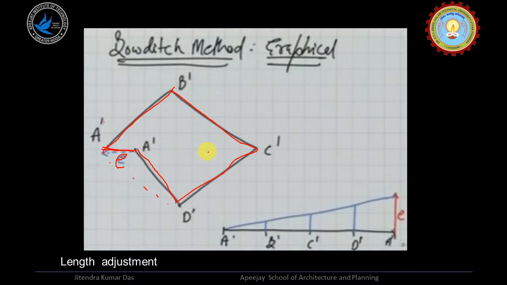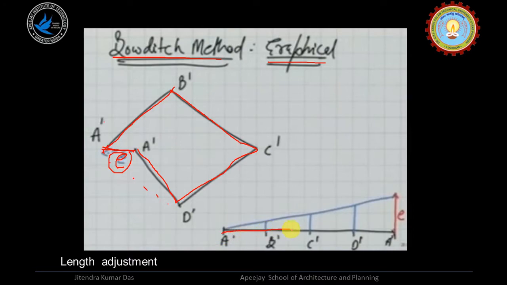There is one method, that is the Bowditch method of graphical adjustment, and it is a graphical method. The Bowditch method gives us the idea of how we can do this. So suppose this is the final error that came. So how can we do the adjustments?